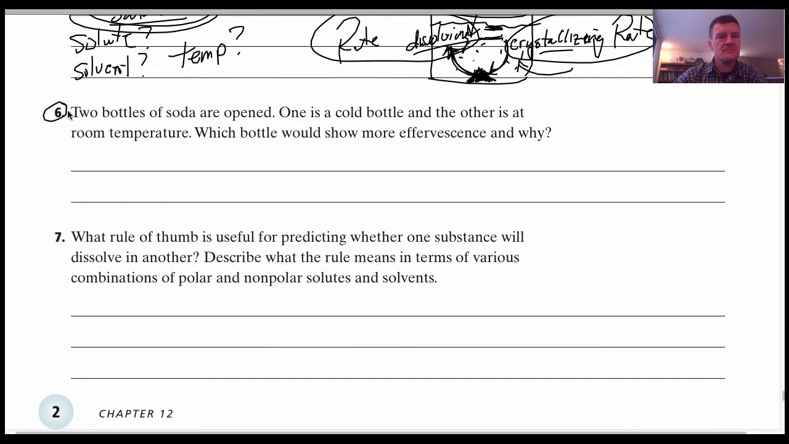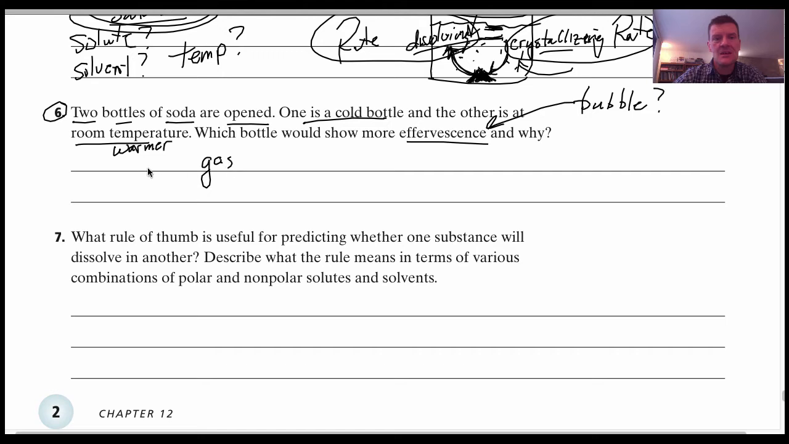All right, number 6. It says 2 bottles of soda are opened. One is cold, the other is room temperature, a little warmer. Okay? Which bottle would show more effervescence, meaning more bubbles as a result of the carbon dioxide dissolved in the water, in the beverage? Well, you must remember that more gas dissolves at colder temperatures.